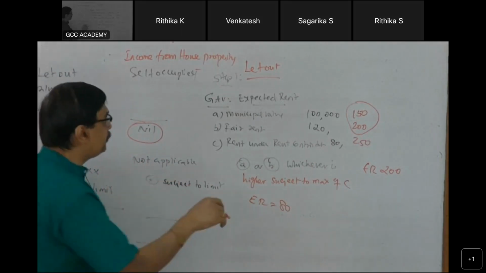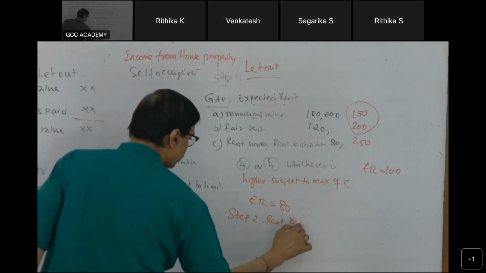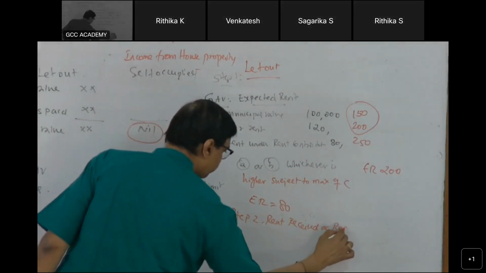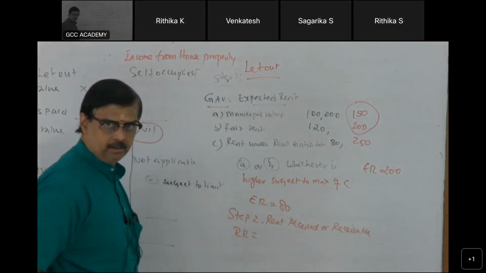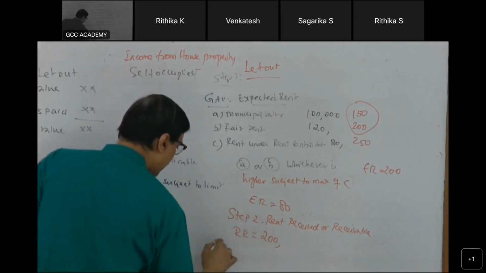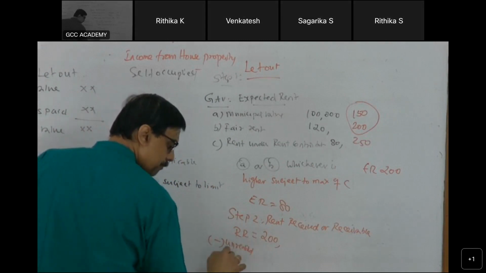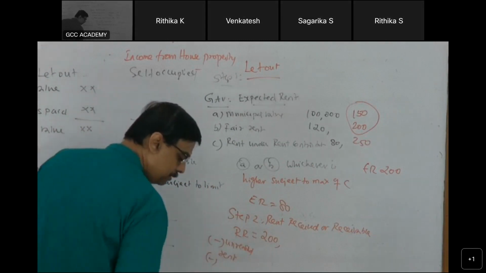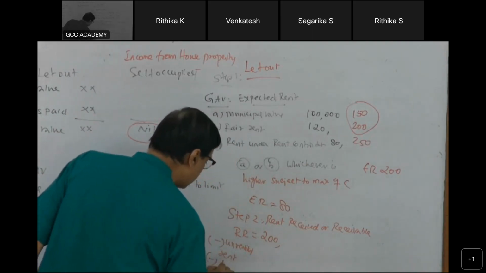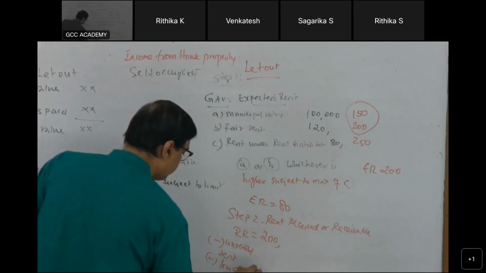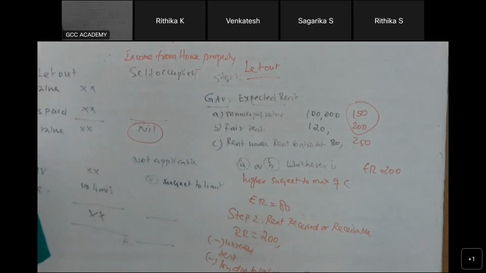Step 1. Step 2. Calculate RR, rent received or receivable. Very, very important. Rent received or receivable is RR. Let us say it's 2 lakhs. Less unrealized rent, less loss due to vacancy. What you get is RR. Clear?